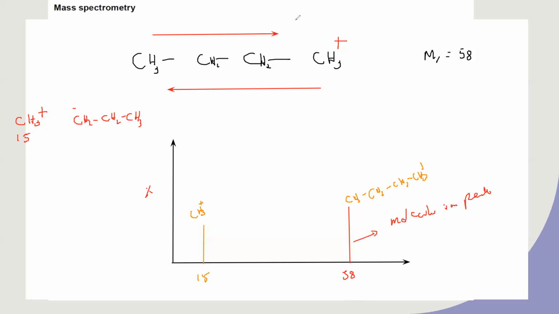If it is CH3, as we are breaking from left to right, the possible fragment might be CH3, CH2. That will be positive, and the rest, CH2 and CH3, will be a radical. So where will you get a peak? 2 carbons, 12 multiplied by 2 is 24, plus 5, that will be 29. So you will get another peak at 29.